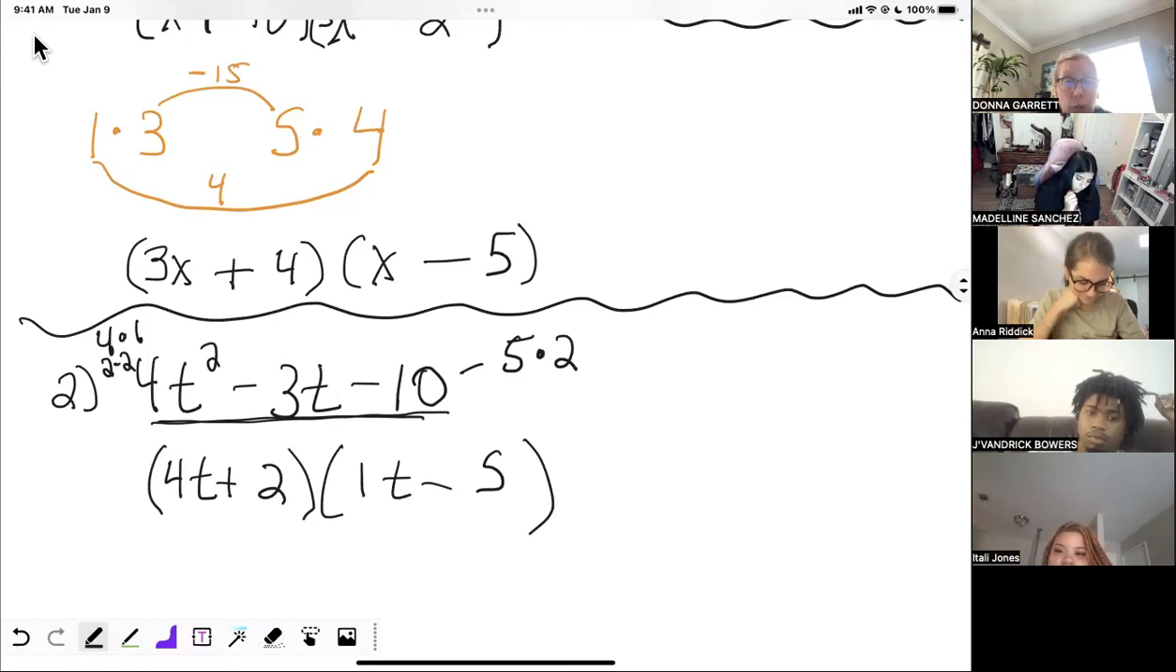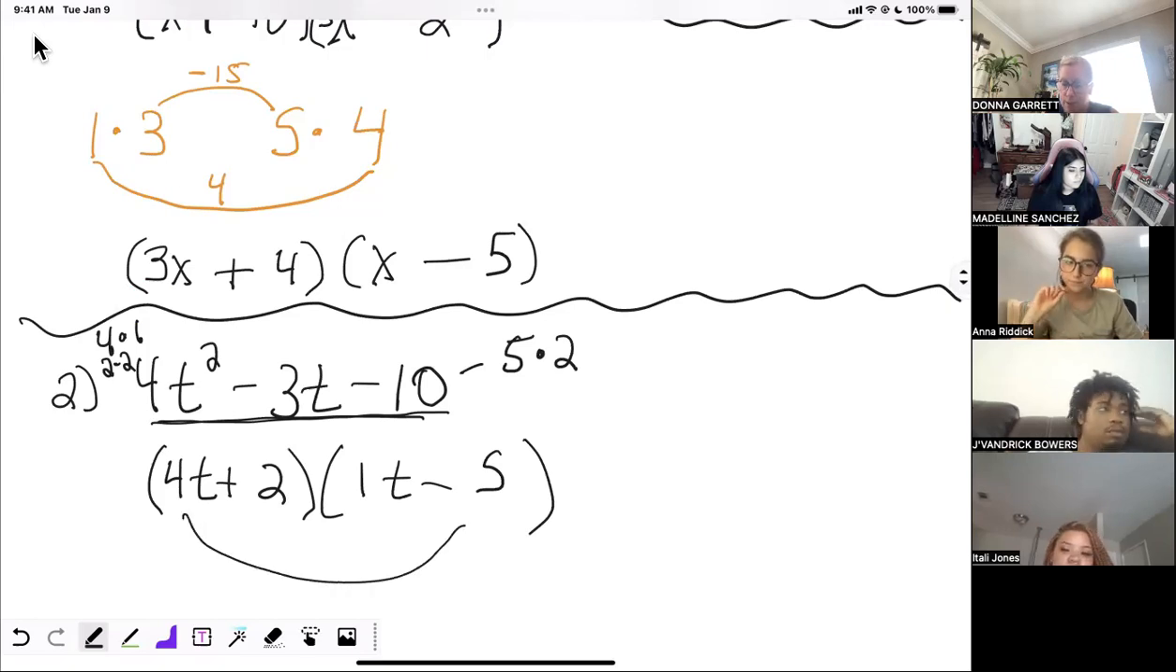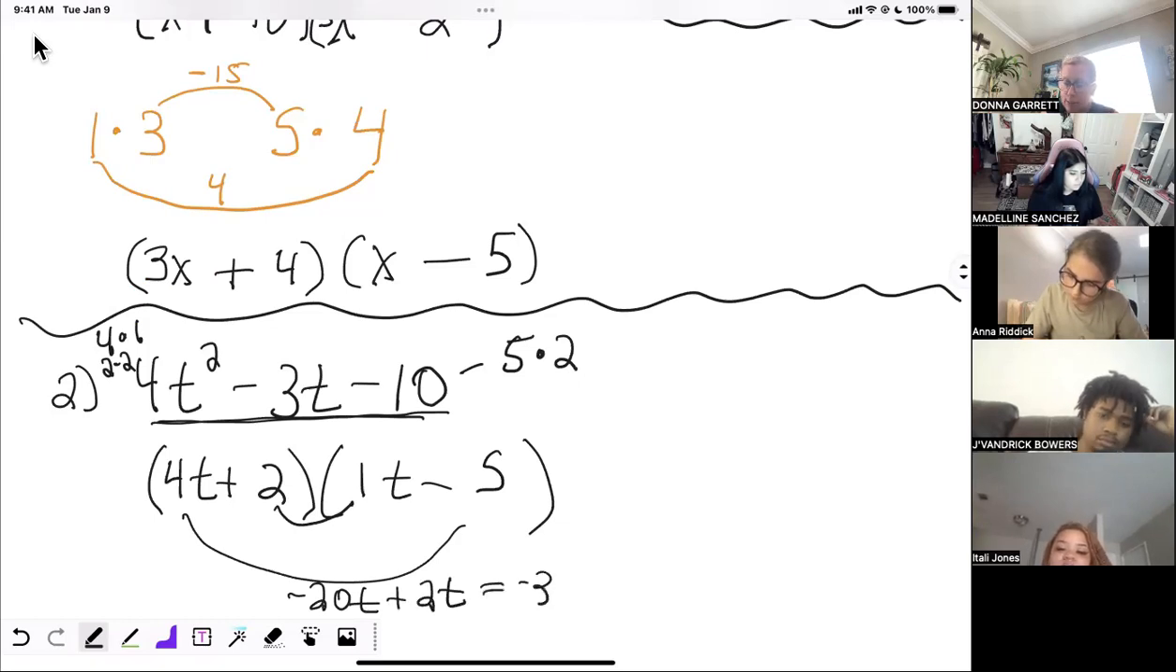So how do I know we're right? I'm going to check. Now, if you are very careful with how you place your numbers, there's only 2 things you need to check. I want your eyes to go outside and inside. Look outside: 4t times 5t, negative 20t. Inside, 2 times 1t, positive 2t. Does that equal negative 3t?